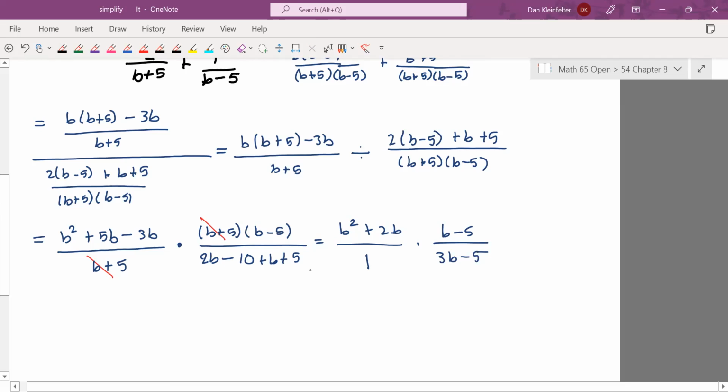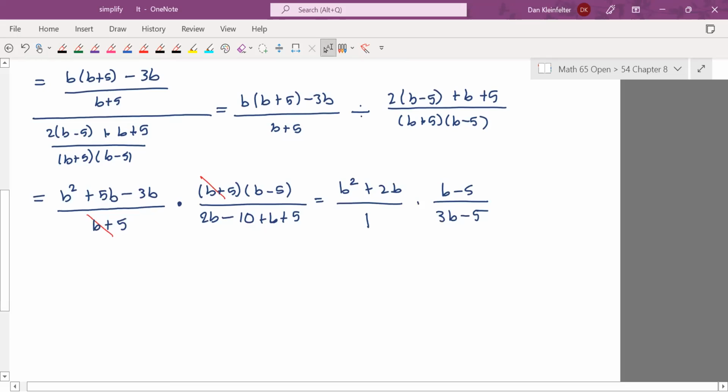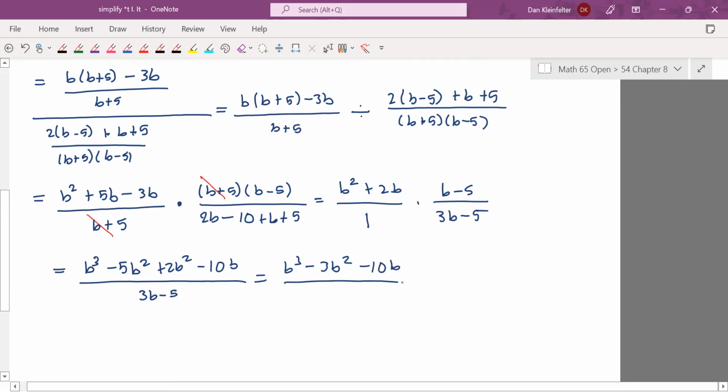Okay, and it doesn't look like we're going to end up getting any simplification out of this, so it's better to just multiply everything out. So let's do that. So we will have b cubed minus 5b squared plus 2b squared minus 10b in the top, and I guess there's a little more to be done down there, 3b minus 5 down below. b cubed minus 3b squared minus 10b up top, down below 3b minus 5.